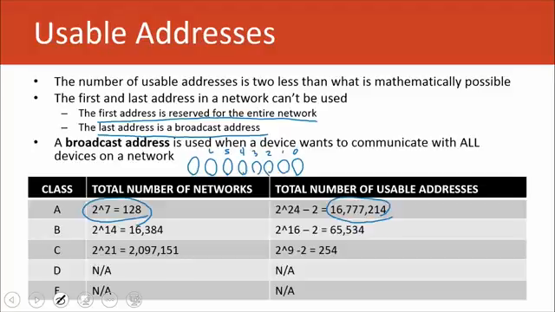So make sure you take time to study this chart and prepare yourself to recall the total number of usable addresses. Always remember that it's the total number of addresses minus 2, because you're going to subtract 1 for the network address, the default gateway, and then 1 for the broadcast address as well. Okay, all right, let's move on to the next slide.